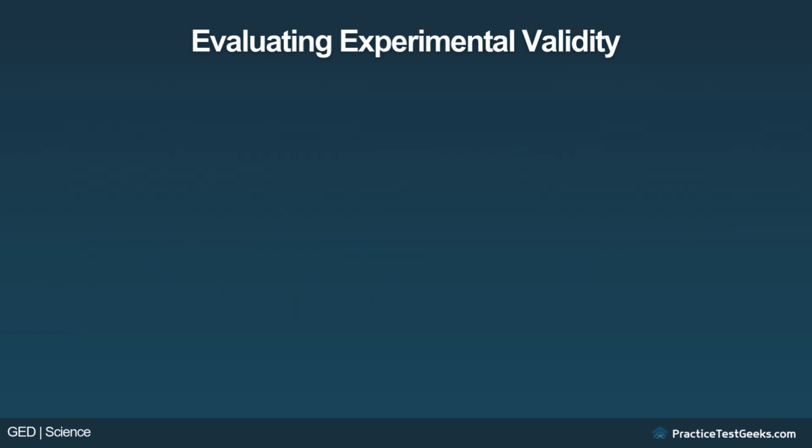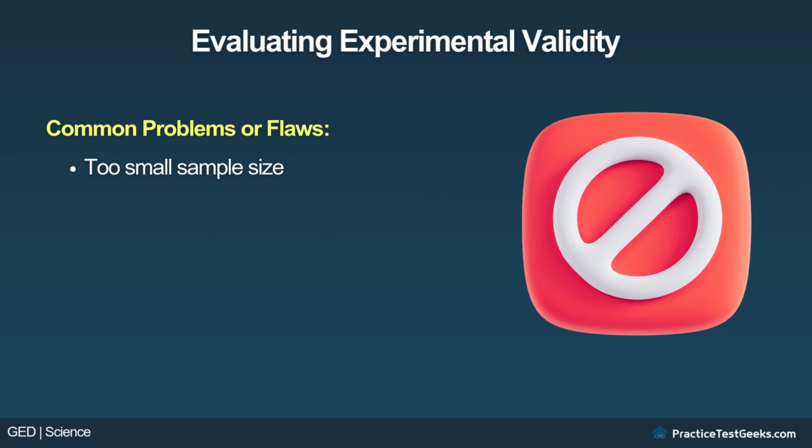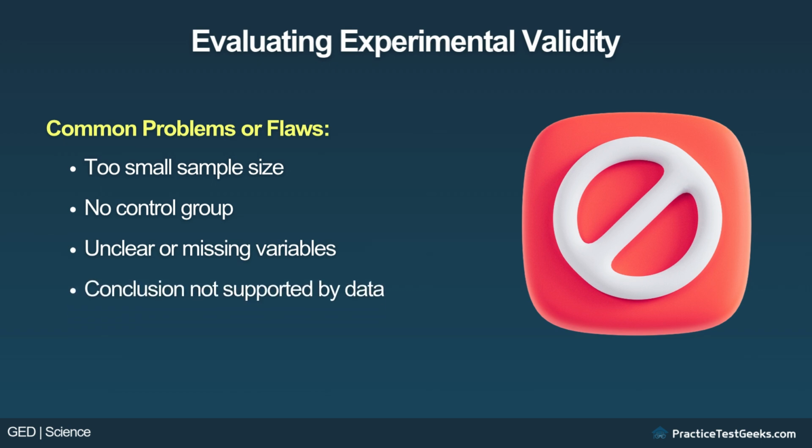On the flip side, GED test questions might ask you to spot mistakes in an experiment. Watch out for these red flags. A sample size that's too small to represent the larger population. No control group, which means there's no baseline for comparison. Unclear or missing variables, making it hard to tell what's being tested. A conclusion that doesn't match the data, a common logic error.